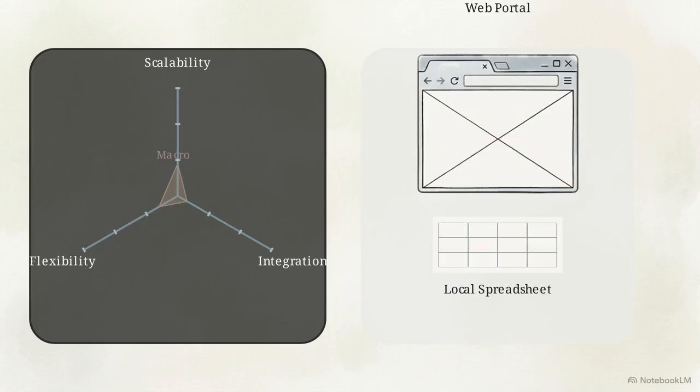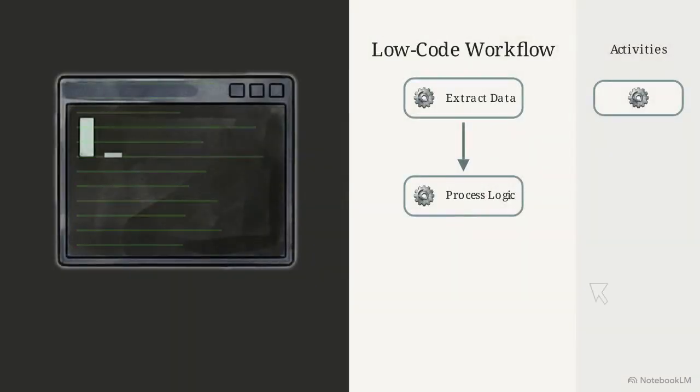The defining difference is scope. A macro is permanently locked inside a single host application. It cannot easily pull data from a web portal into a local spreadsheet. RPA operates across the entire operating system interface, seamlessly connecting entirely different software suites.